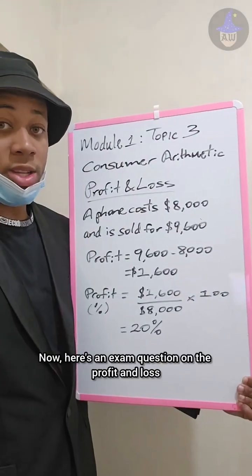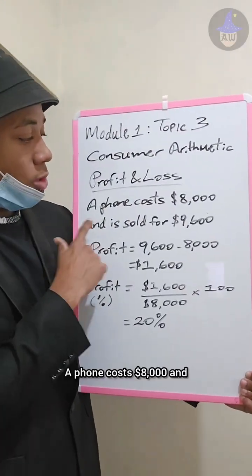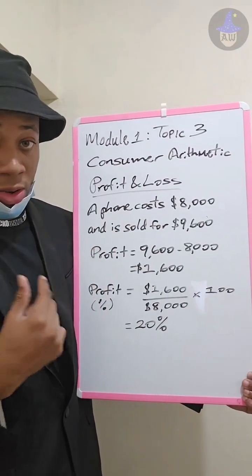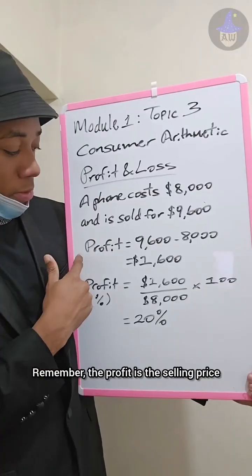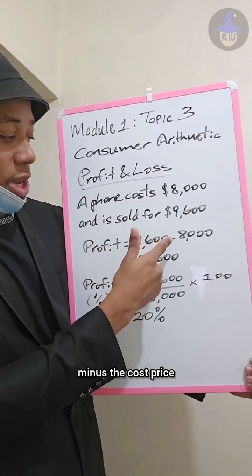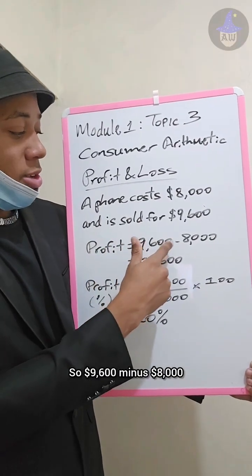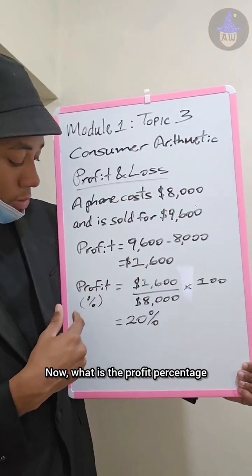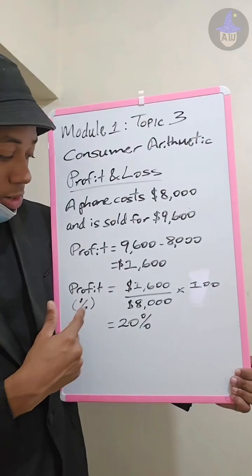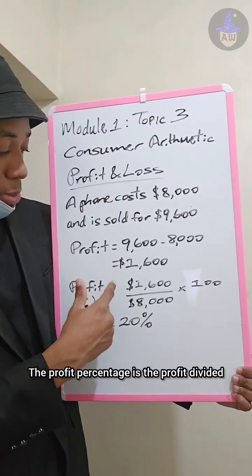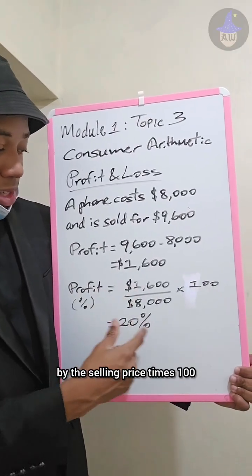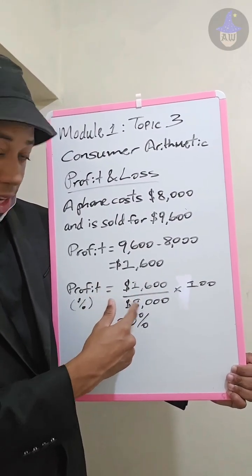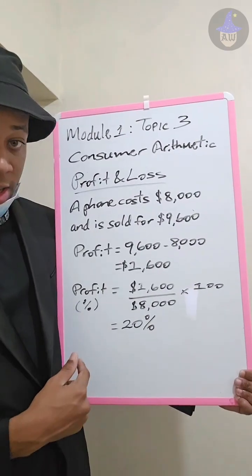Now here's an exam question on the profit and loss. A phone costs $8,000 and is sold for $9,600. What is the profit? Remember, the profit is the selling price minus the cost price. So $9,600 minus $8,000. So the profit is $1,600. Now what is the profit percentage? The profit percentage is the profit divided by the cost price times 100. So $1,600 divided by $8,000 is 20%.